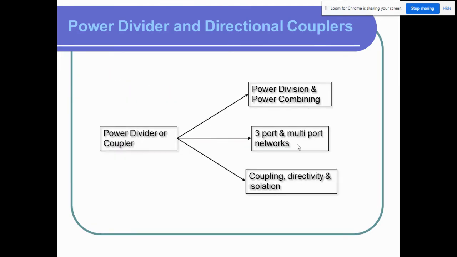So there are some features here, which is power division and combination. They can both divide the power, and they can combine the power also. They can be 3-port or multi-port networks, and there are some parameters we need to learn, which is coupling, directivity, and isolation.